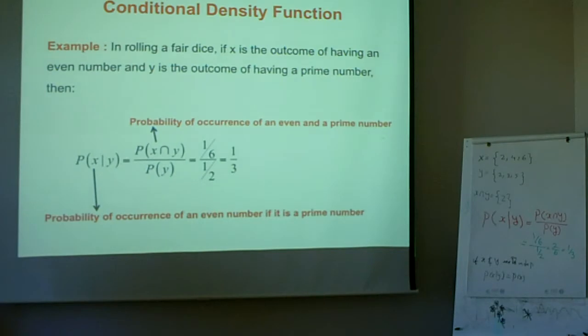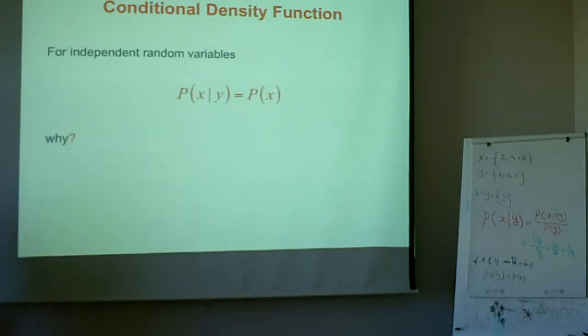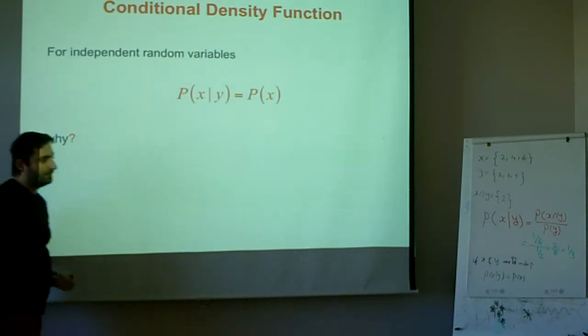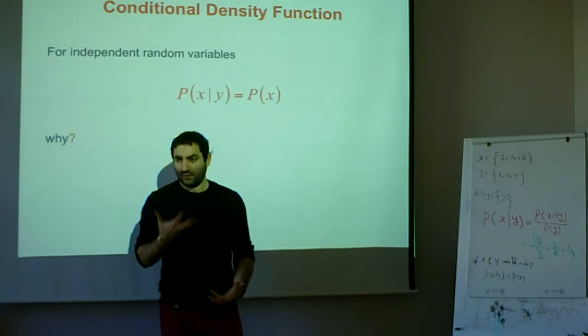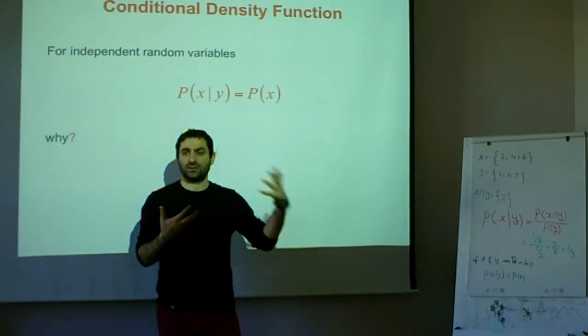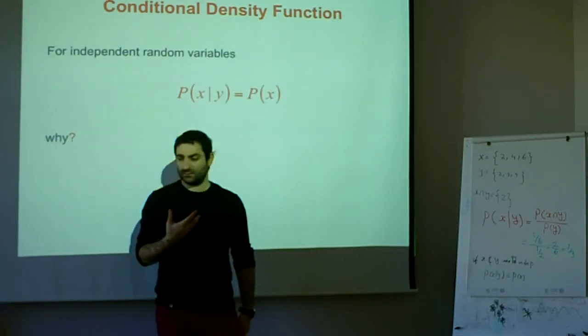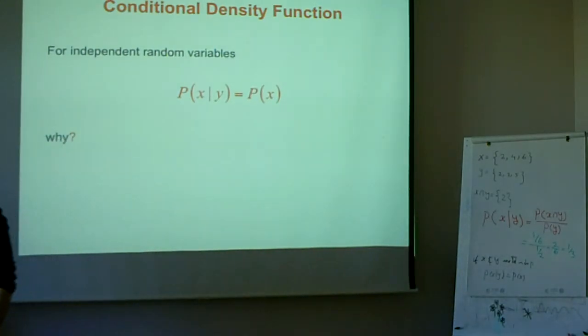We already have thought and proved that the probability of x given y is equal to the probability of x if they are independent. You already know the why. Because happening of x doesn't need y to be happening. Now, I want to solve a few examples on the board. So I will stop here.